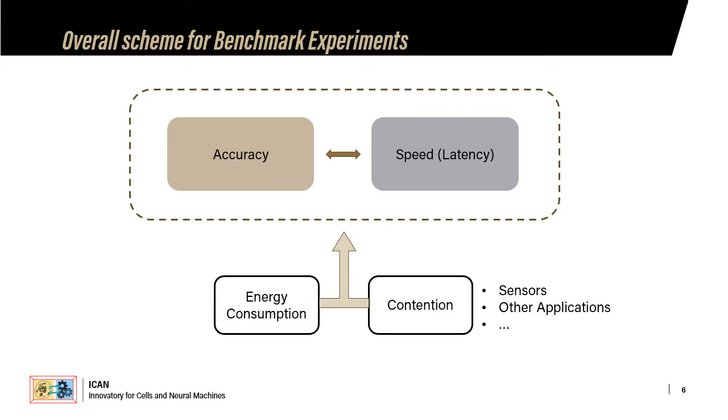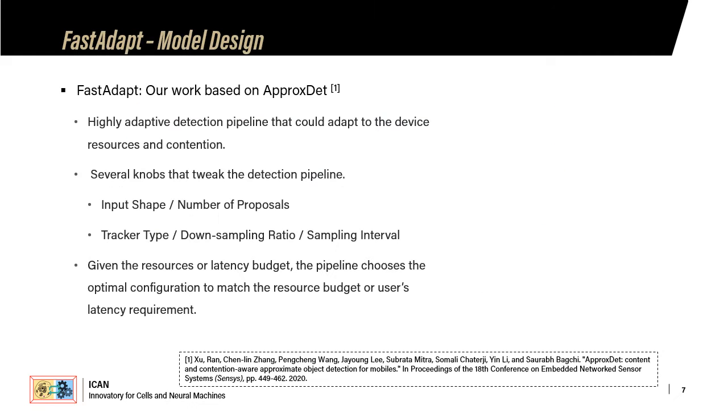However, for an edge device, resource constraints for computation and energy should also be considered. We define the computation constraints as contention, where some examples would be sensors or other applications running along the edge device that share the resources with the detection model. We experiment with different models, different environments, which would be different edge devices, and different contention levels to investigate the accuracy, latency, and energy consumption for each scenario. Let's first start with the models.